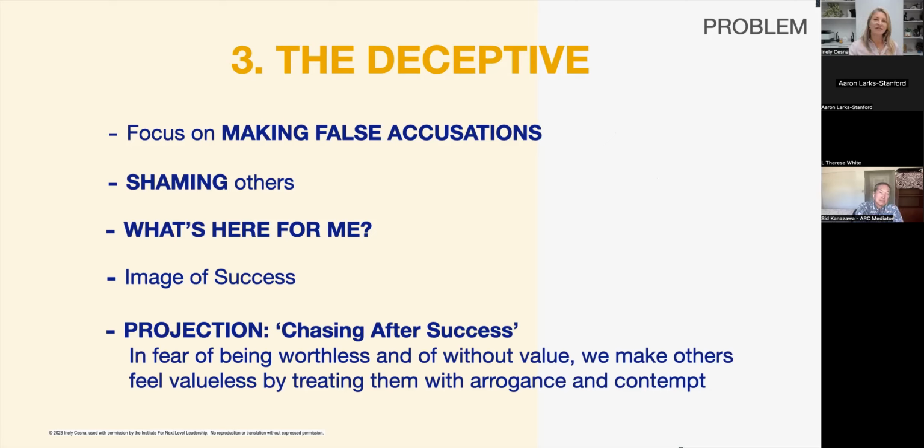And the projection here is that chasing after success. There is a fear there, the fear of being worthless and without value. When we fear being worthless and without value, we make others feel valueless by treating them with arrogance and contempt. That's the projection that is going on here. So let's see a little representation of that. Of course, those representations are very exaggerated, but in conflict, we usually get very exaggerated manifestations of those barriers. So here you go. Take a look at this short video.